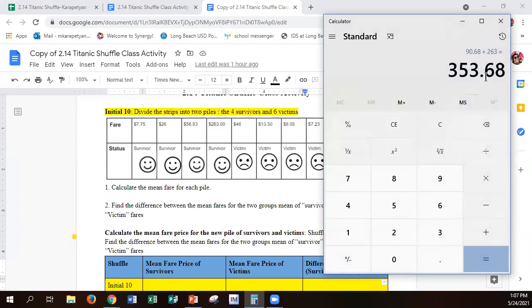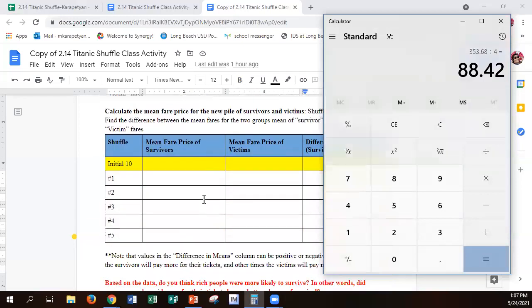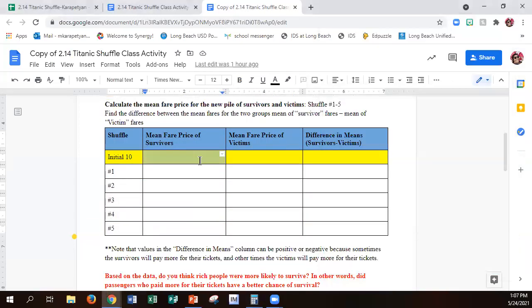That's just the total. So now I got to divide this by 4 because I had 4 survivors, and we get 88.42. That last one's an outlier. That shouldn't count. That is an outlier, but it's also a truth. Okay, so 88.42 is our mean fare price for the survivors. So we're going to put that right over here, 88.42.